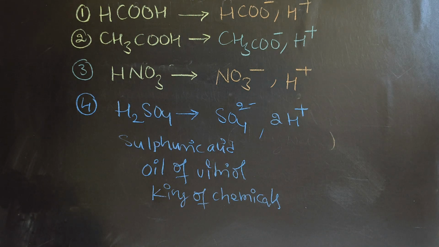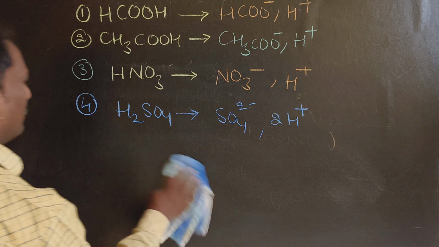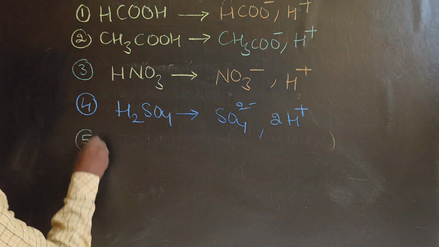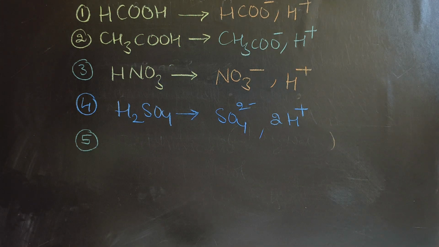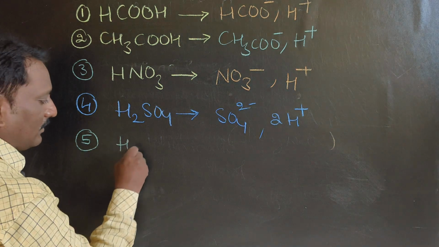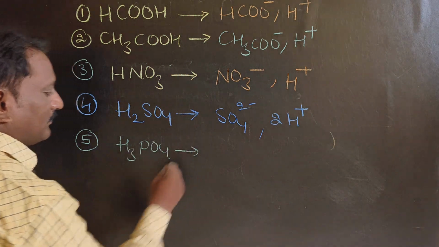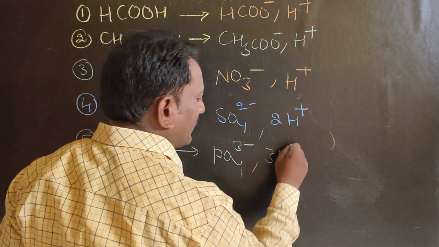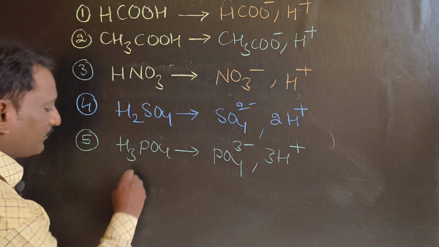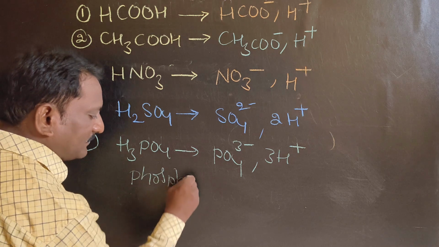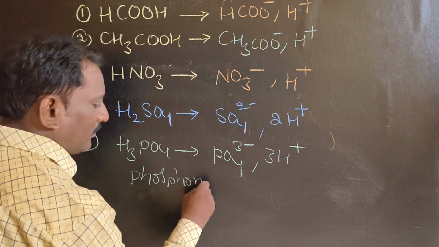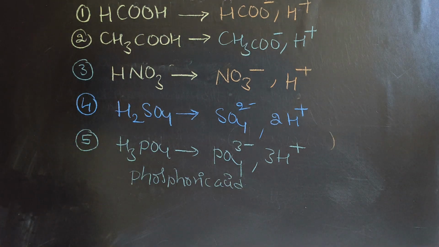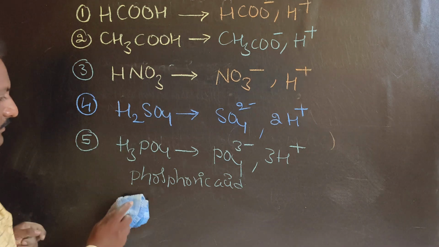Next example, fifth one, phosphoric acid, H3PO4. It splits up into PO4 3 minus along with 3H plus ions. This is called phosphoric acid. So there is no other name. Please remember phosphoric acid.